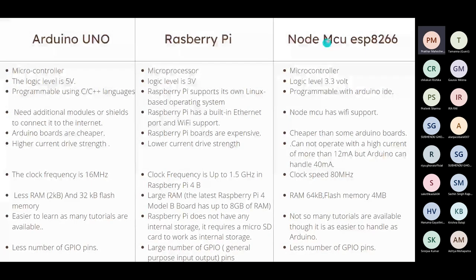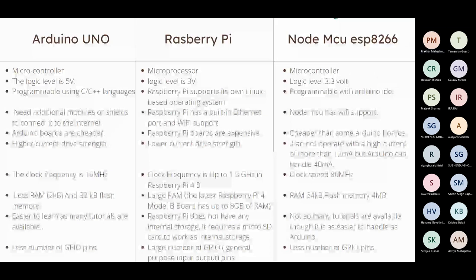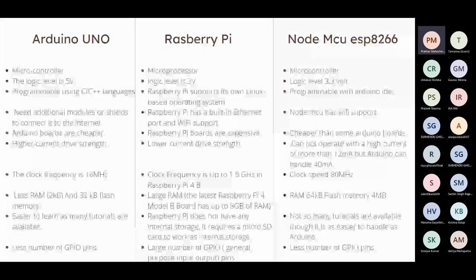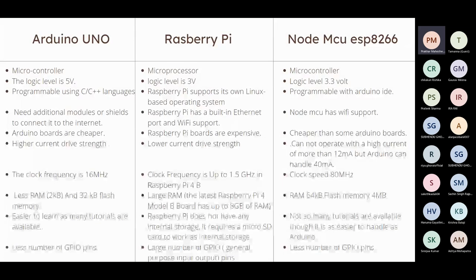Okay, if there is nothing, then I will just give a brief conclusion about these boards. So Arduino and NodeMCU are microcontroller type development boards, and Raspberry Pi is microprocessor type. The time when we use Raspberry Pi is when we have a complex set of codes that we have to run, and it needs very high processing power to process all these things. Then only we go to Raspberry Pi, but in general we use Arduino or NodeMCU.